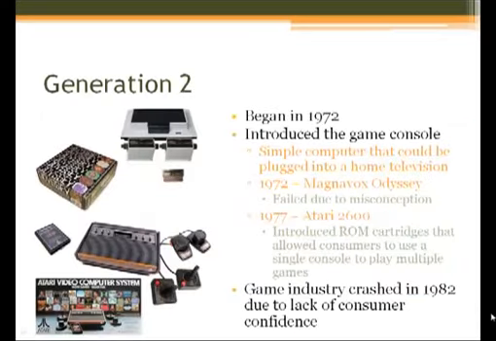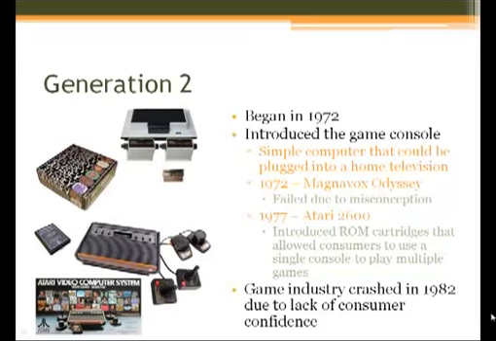In Generation 2, beginning around 1972, we see the game console revolutionized. We actually begin to see game consoles as we currently view them. They are simple computers that could be plugged into a home television. In 1972, Magnavox released the Magnavox Odyssey. However, it failed due to misconception, as many individuals believed that the Magnavox Odyssey could only work on Magnavox televisions. While this was not true, that was the misconception at the time.